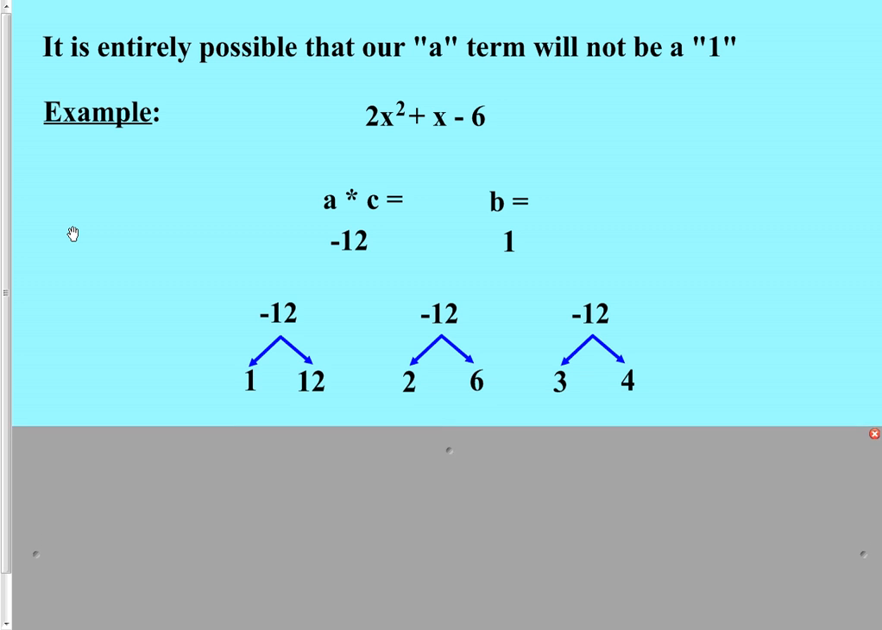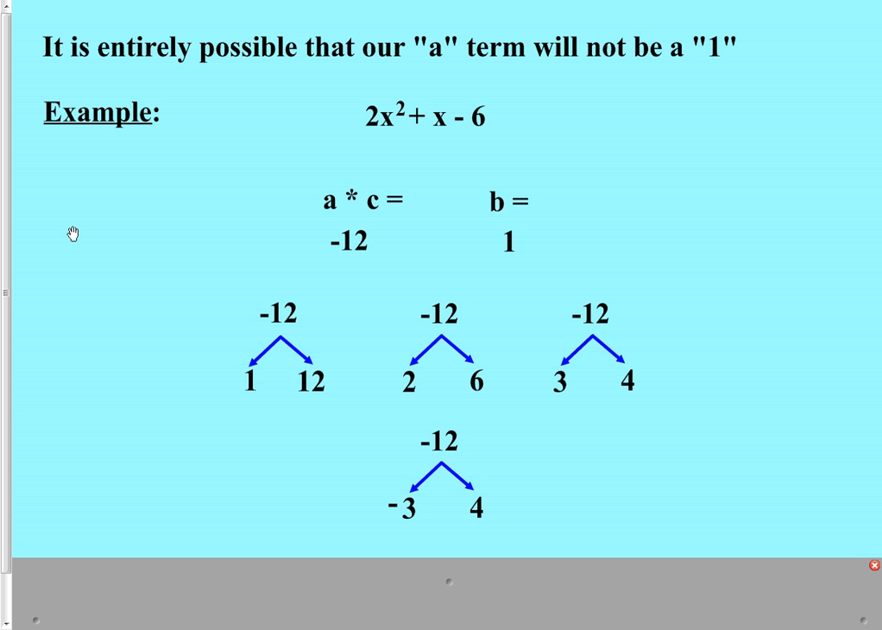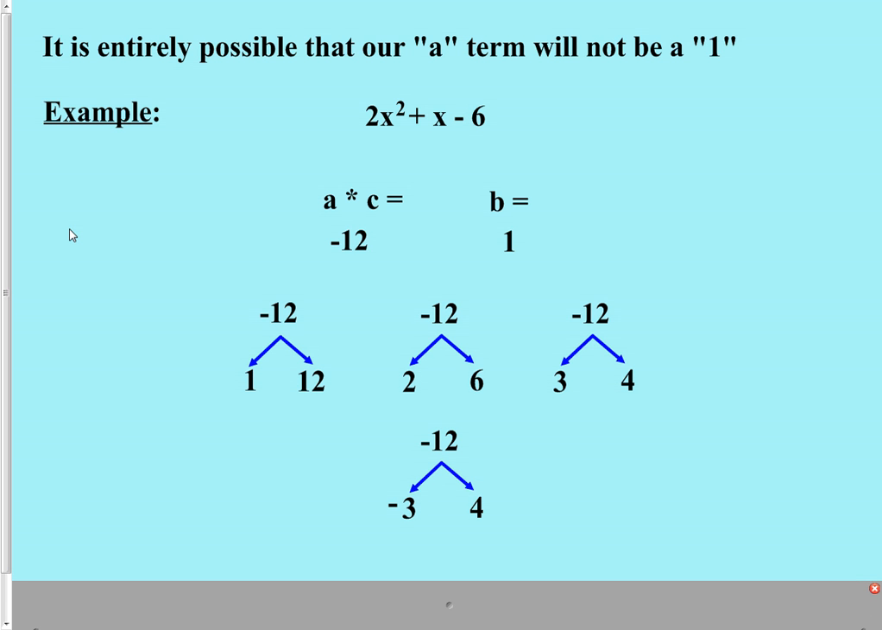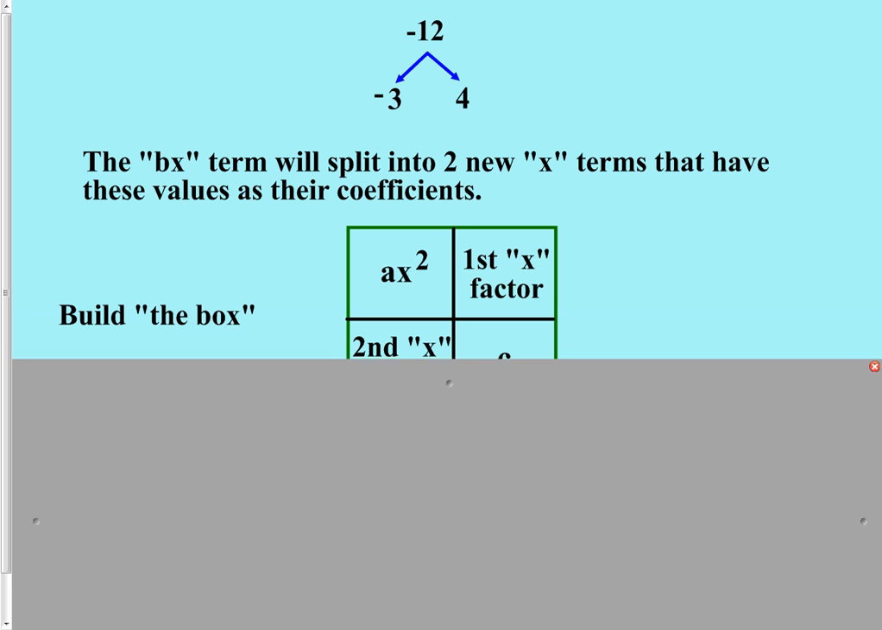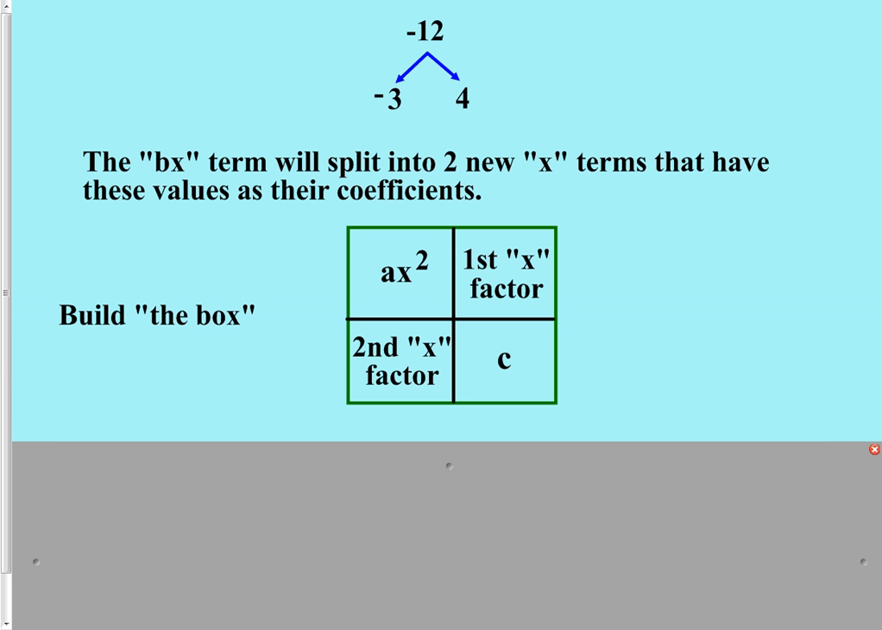We are still trying to find a pair of factors from the result of A times C. So in this case, A times C was a negative 12. We are searching for factors that could add or subtract to equal positive 1. Well, a negative 3 and a positive 4 would get that done. However, we may not just jump straight to the answer if the A term is not a 1.